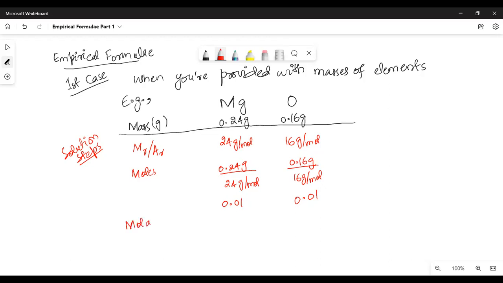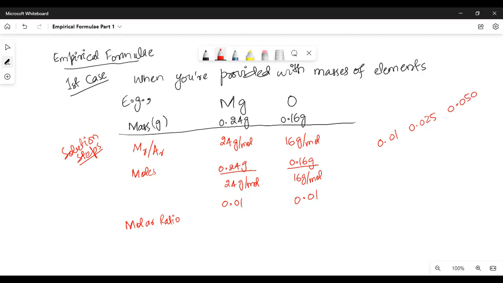It is also in some books mentioned as atomic ratio, but that's fine. Both the phrases mean the same thing. Now, a ratio means that we need to simplify these numbers into whole numbers. A way to do that in mathematics, and this is not a step for chemistry, this actually is a mathematical step. Let's say you have three numbers: 0.01, 0.025, and 0.050.